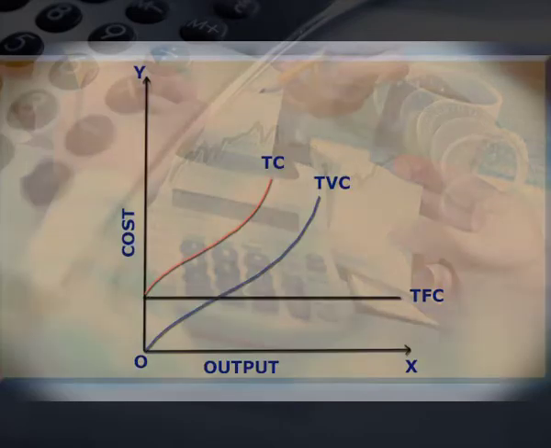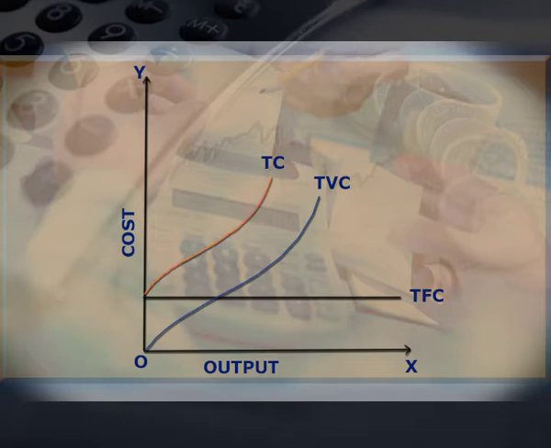In this diagram, the total fixed cost curve is parallel to the x-axis. TFC starts from a point on the y-axis, meaning thereby that fixed cost will be incurred even if the output is 0. On the other hand, the total variable cost curve rises upwards, showing thereby that as output increases, total variable cost also increases. This curve starts from the origin, meaning that if the output is 0, variable cost is also nil.